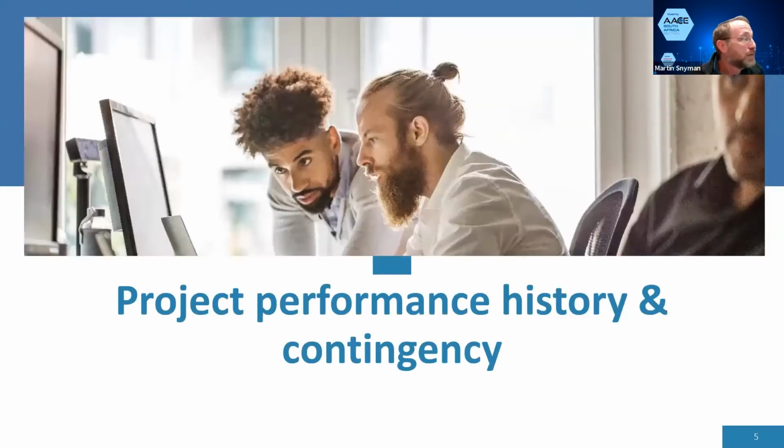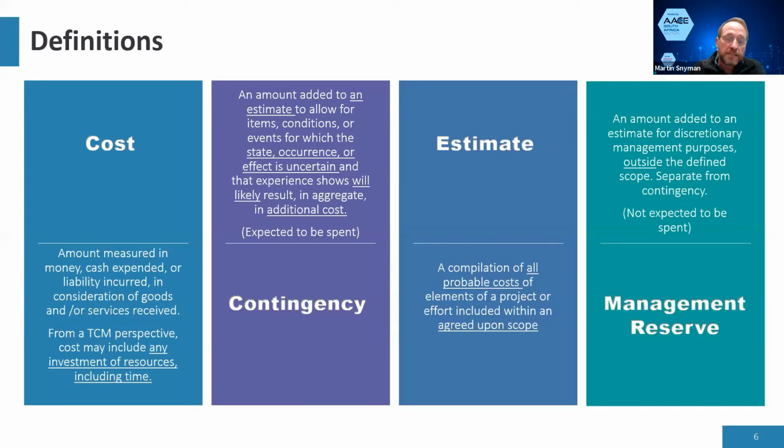Okay, good. So now we're going to talk about project performance, history, and contingency. Why do we need to have this contingency thing? And why should it not be just the magical 10%? So the first thing is I'm just going to quickly step over some definitions.